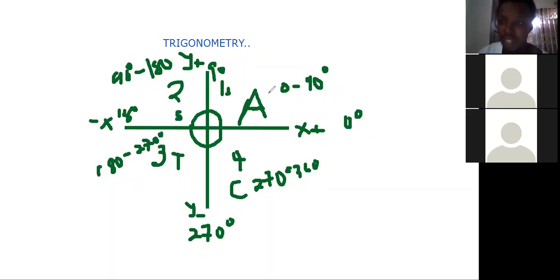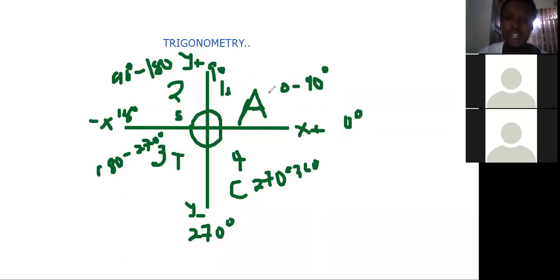If you have the calculators, you can check with any of the angles between 0 and 90. Whether sine 90, sine 80, or tan 80, all should give you a positive answer. I hope I've made myself clear. Have I made myself clear?